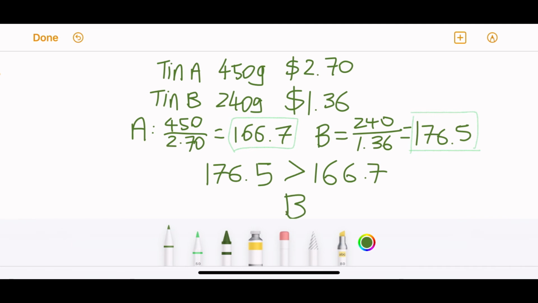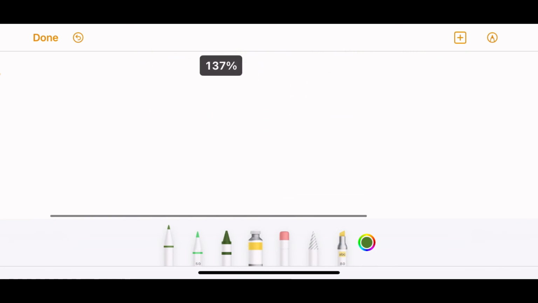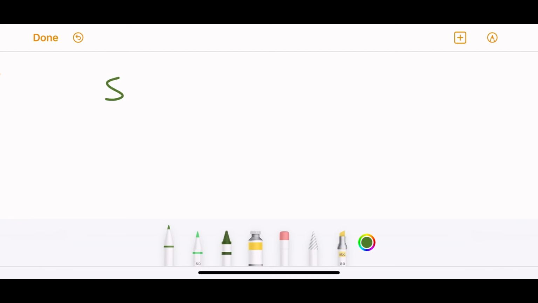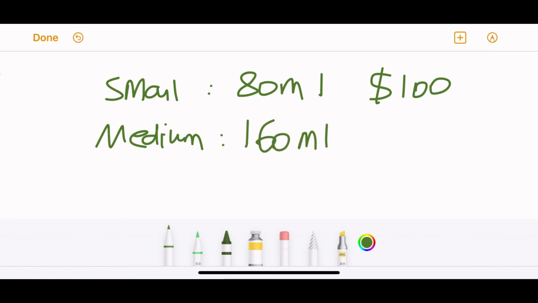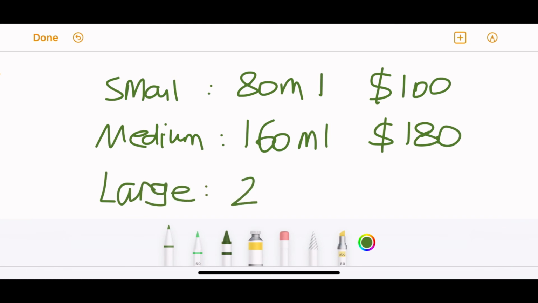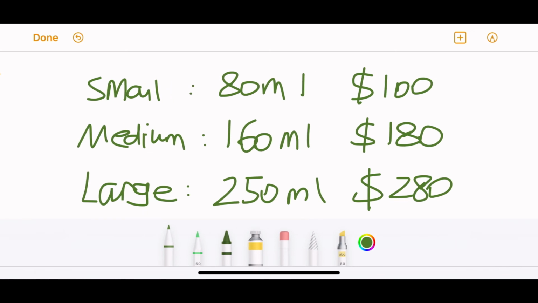Let's look at one more example. Now we're going to look at perfumes, right? A small perfume would be 80 millilitres for $100. A medium perfume would be 160 millilitres for $180. And a large would be 250 millilitres for $280. I want to find which perfume will give me the best value.